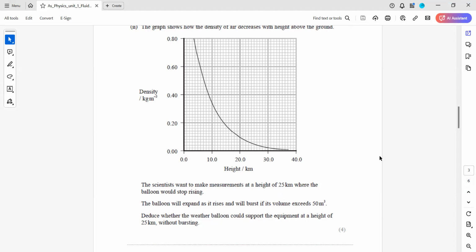So the density of air changes as the height or altitude changes. It is much denser at ground level, but as we rise, the air gets thinner, so the density decreases. So first, what we can do is work out, we already have the upthrust force.